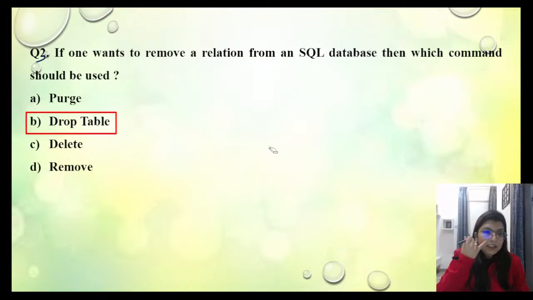Can anyone tell me what is purge? Have you ever heard of option A, purge? Delete will not remove the entire relation. Everyone who is saying delete as the answer, delete will not remove the entire relation. Delete will remove the tuples, or delete can remove a particular tuple. But to remove the entire relation, for that we have drop table.